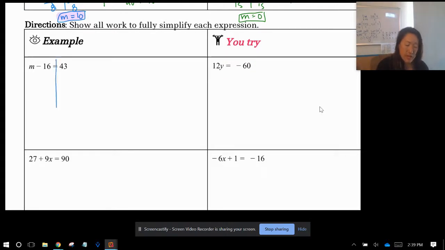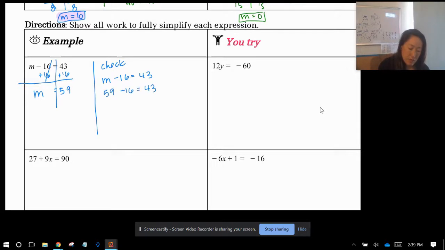Remember, the left side we're thinking of as the left side of the scale, and the right side is the right side of the scale. So this negative 16 is being added to the m, so we need to add 16 to both sides. Okay, so m is equal to 59. Let's check. So m minus 16 is equal to 43. So I get 59 minus 16 is equal to 43. And 43 is equal to 43. We verified. If you get something like 42 is equal to 43, then we know that our answer is incorrect. That's why we verify, to double check that our answer is correct.